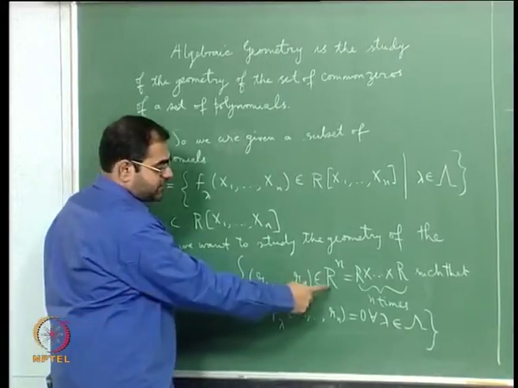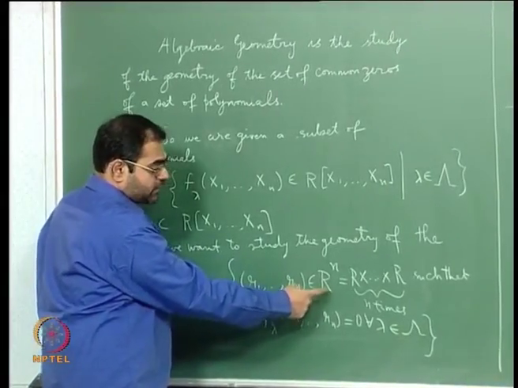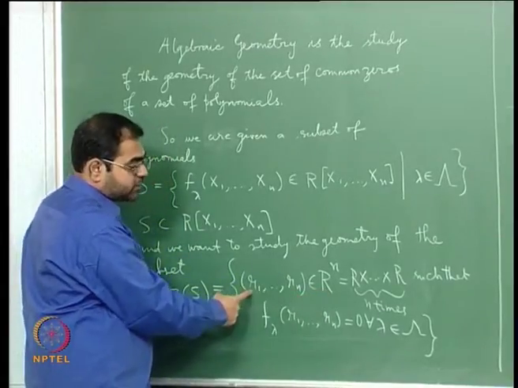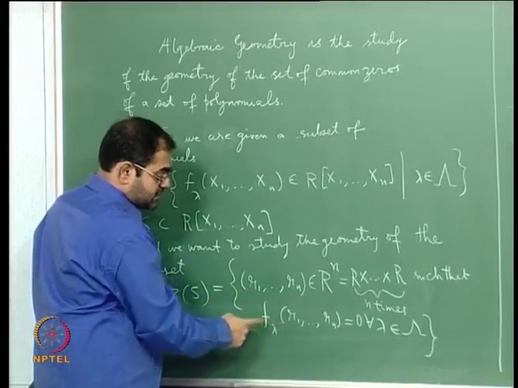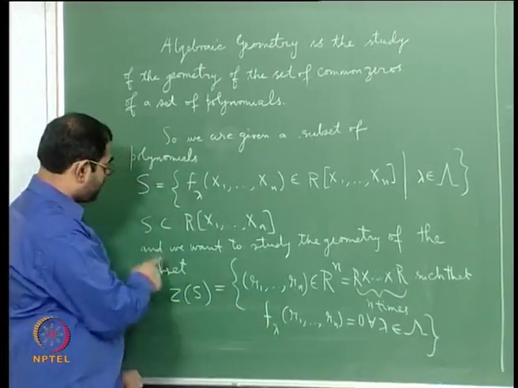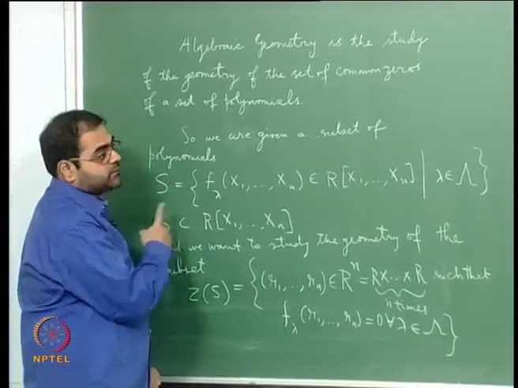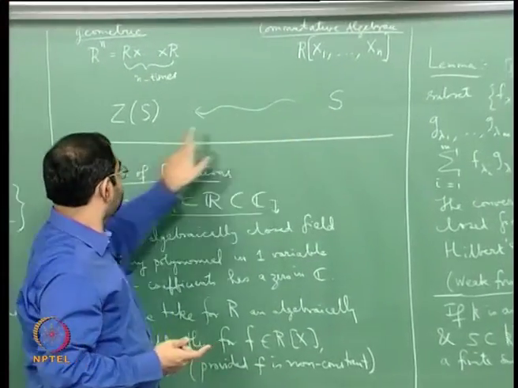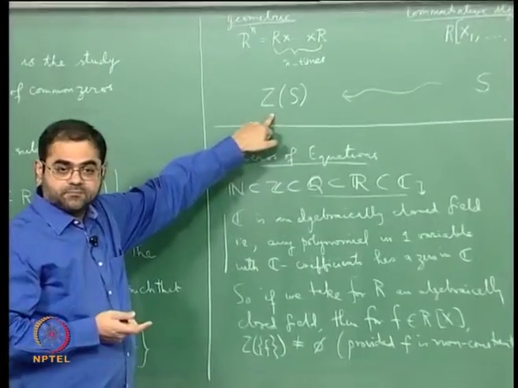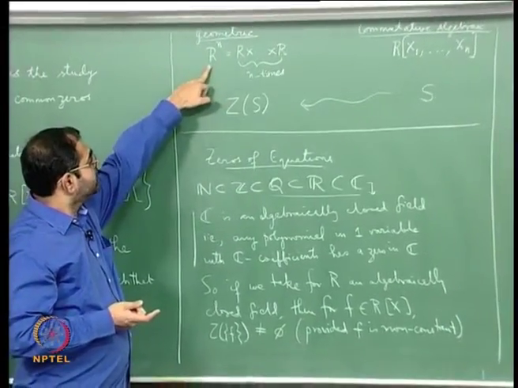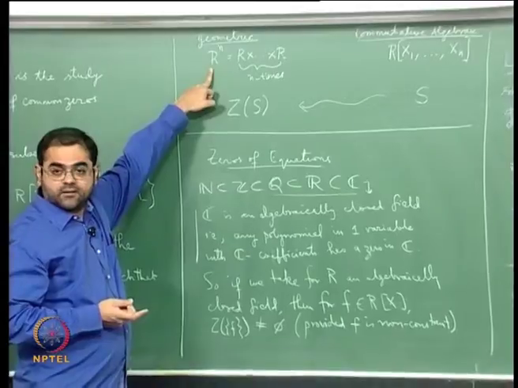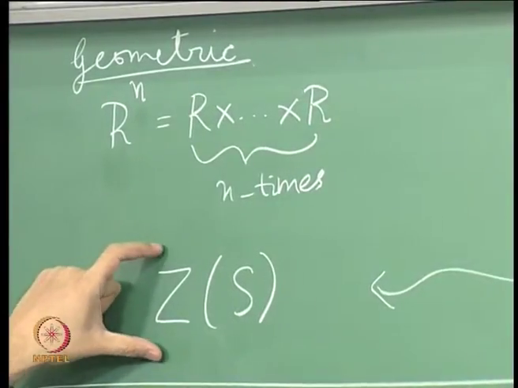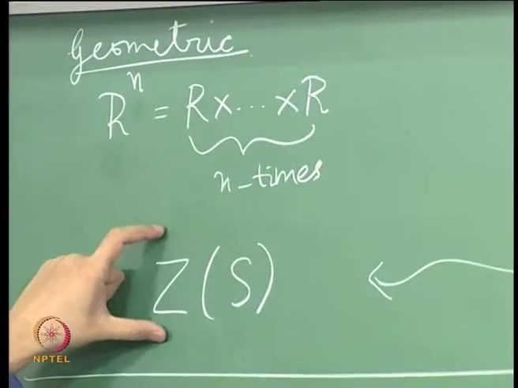It's a subset of the Cartesian product of R with itself n times, consisting of all those n-tuples which are common zeros of every polynomial in this set S. Then you associated to this set S the zero set in this n dimensional space over R, and of course we wanted to ensure that this set doesn't turn out to be the empty set.